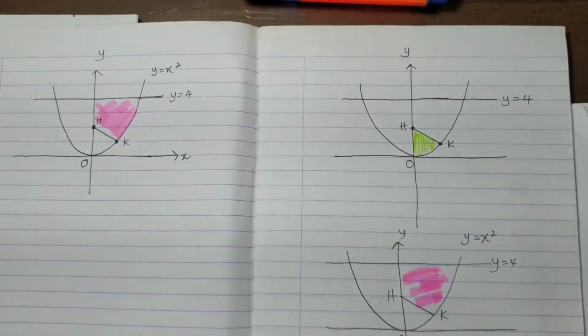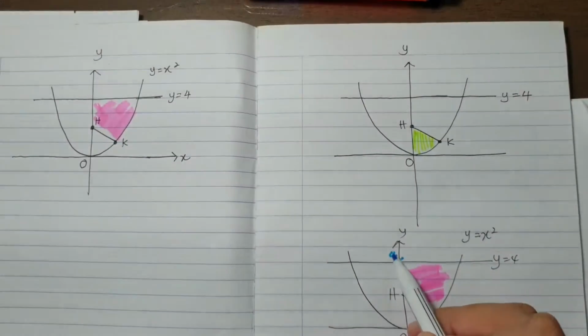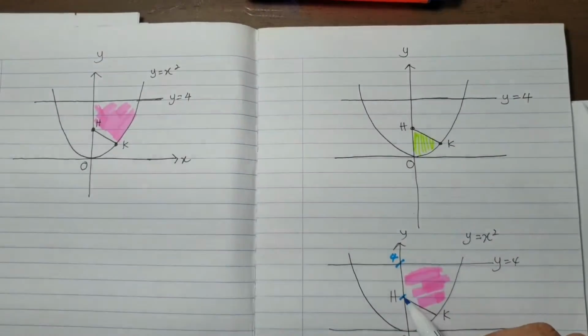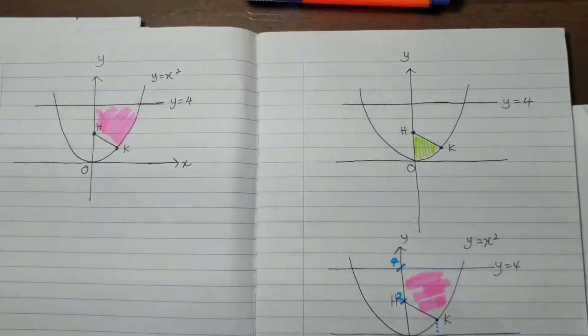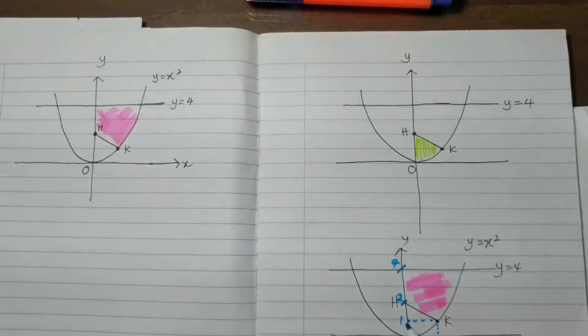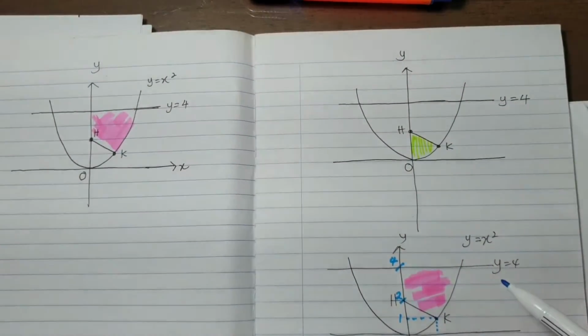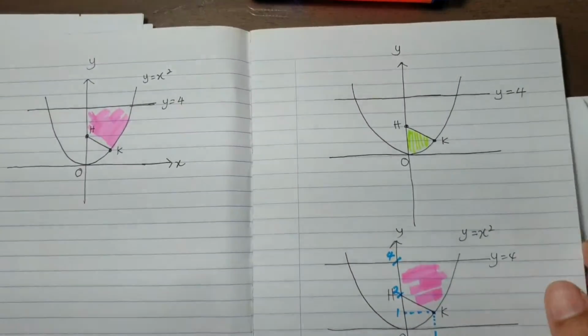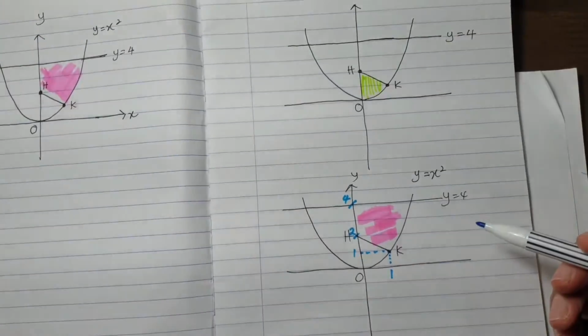Since this is a straight line y equals 4, here is 4. The point H just now is (0, 2), so here is 2. The point K here is (1, 1), just now we got (1, 1), so here 1, here 1. To find the area of P, you have two choices: either use area bounded by the x-axis or bounded by the y-axis.